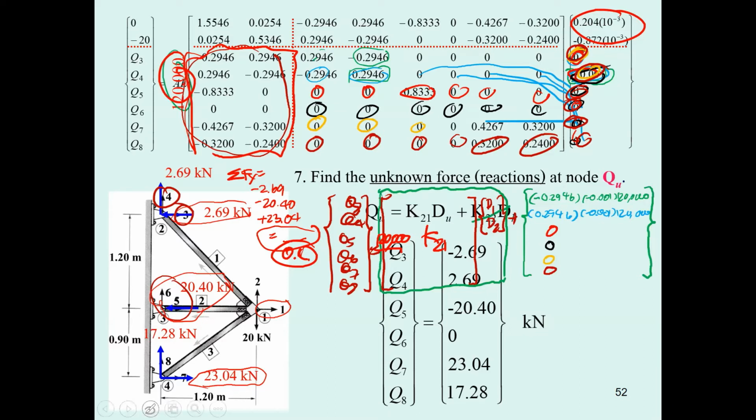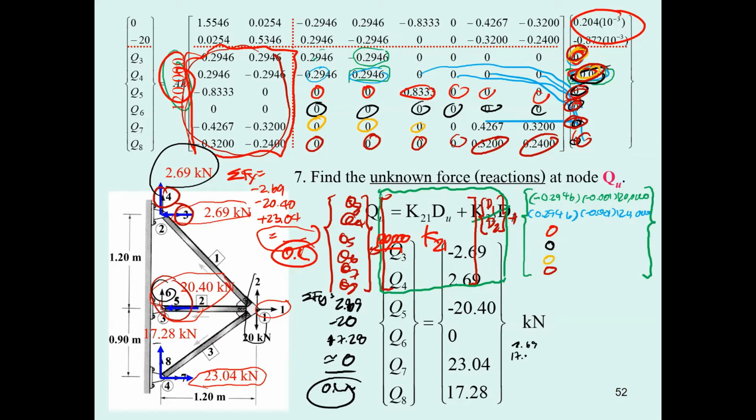Okay, and then you do next for the summation of F sub y equal to what? This 2.69, and then this is going to be minus 20, this is going to be 0, and this is going to be plus 17.28. That is going to be close to approximately 0. 2.69, 17.28. That is very close. Just 0.03.